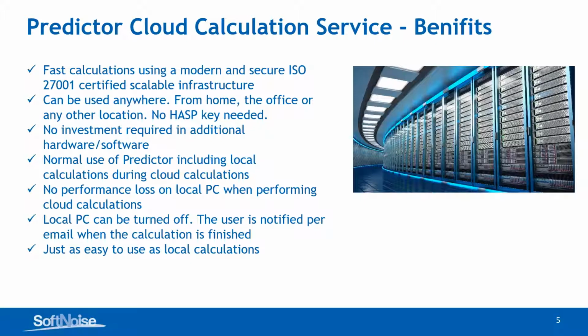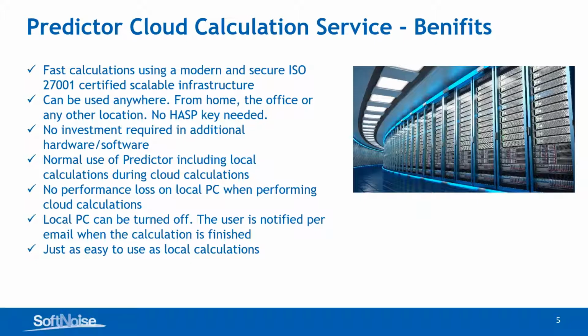And of course, the nice thing is you do not need a hasp key. That means that you can use Predictor in modeling mode. Without a hasp key, Predictor goes in modeling mode. Of course, you still need your valid license files, but it goes in modeling mode. And you can do everything you want, except a local calculation, of course, because for a local calculation, you need your hasp key. But for a cloud calculation, you do not need the hasp key, so you can use it anywhere. You do not need to invest in additional hardware or software.